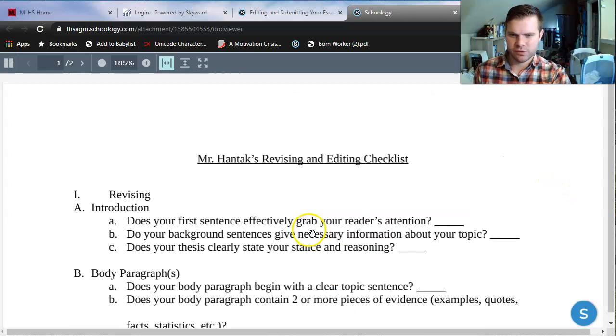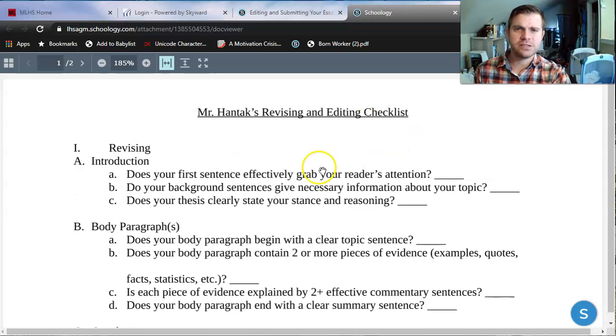So I just want to walk through this question by question, just to make sure that your essay has everything it needs. Under revising, just about every question is a part of an essay, right? So does your first sentence, your attention getter, effectively grab your reader's attention? Yes or no? If yes, move on. If no, if you're like, this attention getter isn't great, maybe mark that as a no and come back to that as you revise.